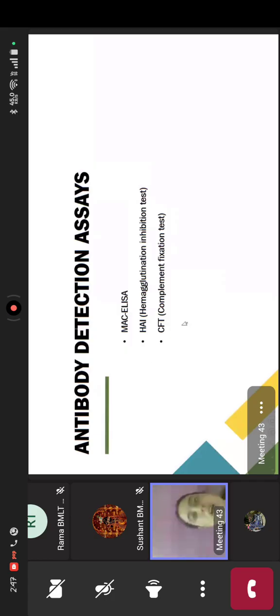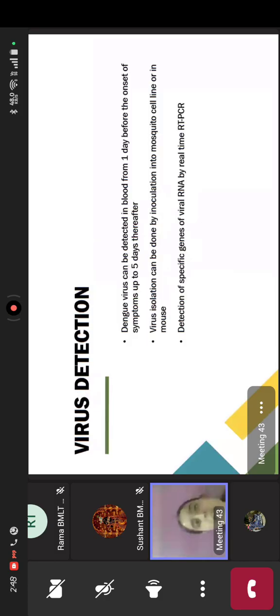So these are the tests with the help of which we can easily detect the antigen antibody reactions in the body of a patient who is suffering from the dengue virus, right students? Then if you want to detect the virus, again if you are doing some epidemiological study or some research study, dengue virus can be detected in blood from day 1 before the onset of symptoms up to 5 days thereafter, right? So you can easily detect the dengue virus in the blood from day 1 before the onset of the symptoms.